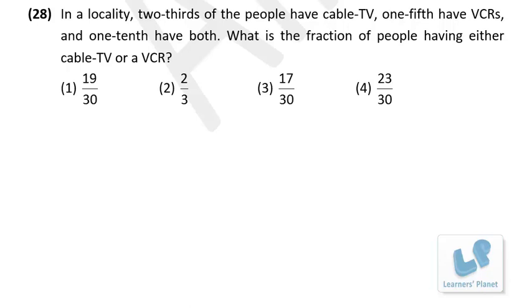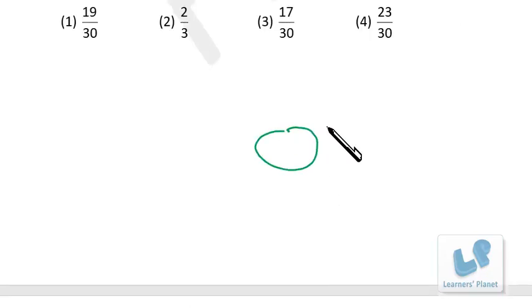What we can do, we can find out a number that is a multiple of 3, 5 and 10. So the calculation will be very easy for us, right? So the common multiple, that is LCM of 3, 5 and 10, that is 30. Right? So we assume the total number of persons in this locality is 30. So 2/3 of 30 is 20. So 20 people have cable TV, 1/5, that is 6 people have VCR and 1/10, that is 3 have both. So we can make a Venn diagram over here.